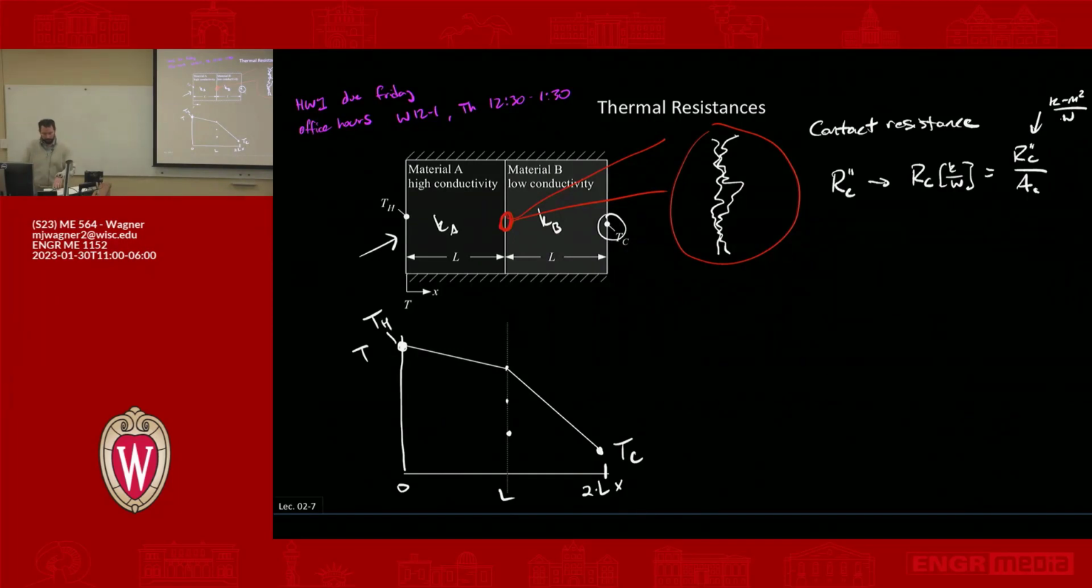All right, let's draw then how this temperature profile might change if we introduce a thermal resistance due to contact. So let me just use my existing plot below.